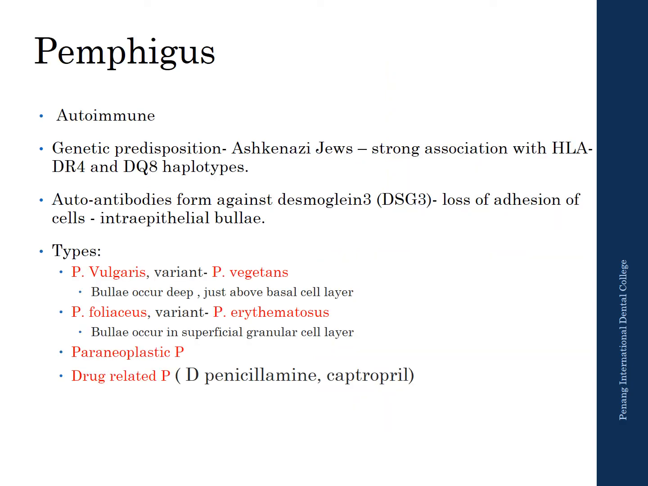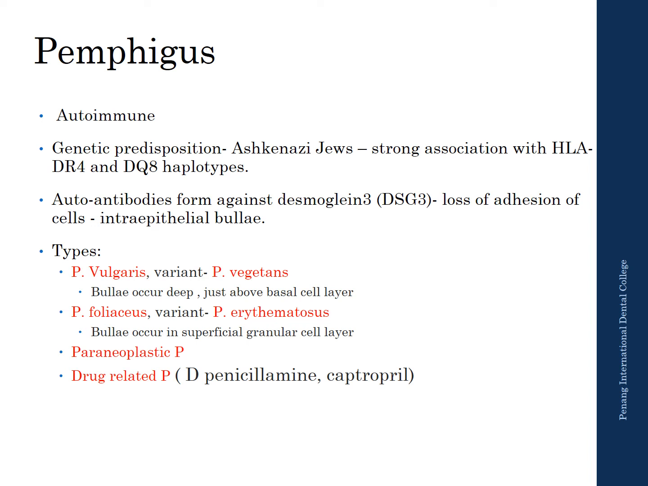So, keeping this in mind, I would like you to bring to the disease that we are discussing now, which is pemphigus. Pemphigus is an autoimmune disease. It has a genetic predisposition and is generally seen in Ashkenazi Jews, having a strong association with the HLA DR4 and DQ8 haplotypes. Autoantibodies are formed against desmoglein 3, which causes loss of adhesion of cells and intraepithelial bullae formation.